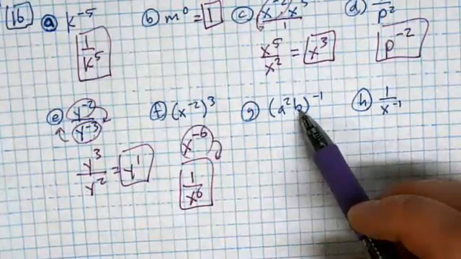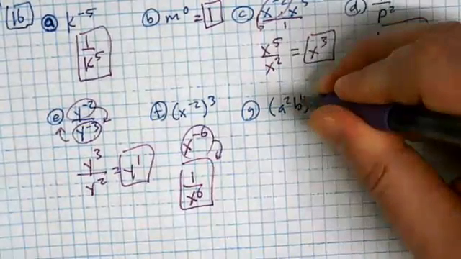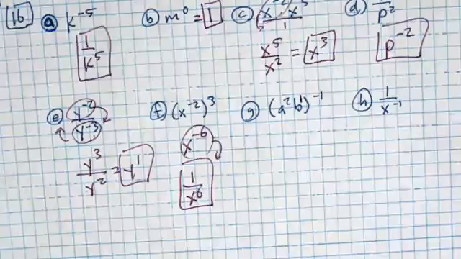What invisible exponent is on this b? It has an exponent of 1 on it. Are any of you already in the habit of writing those exponents of 1 in? It's a really smart thing to do. It'll keep you from making some really common mistakes. So that b's got a 1 on it.